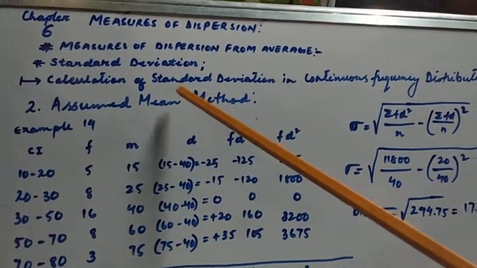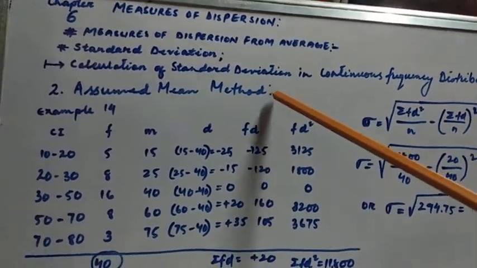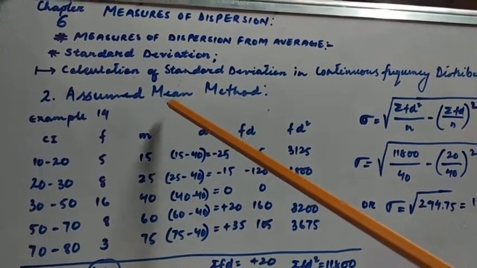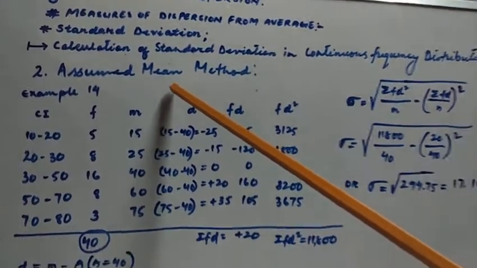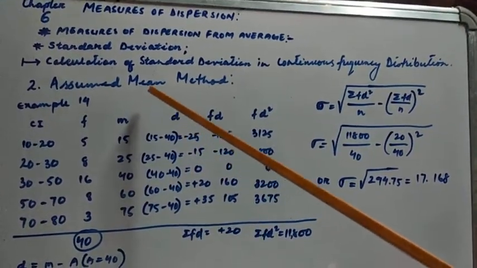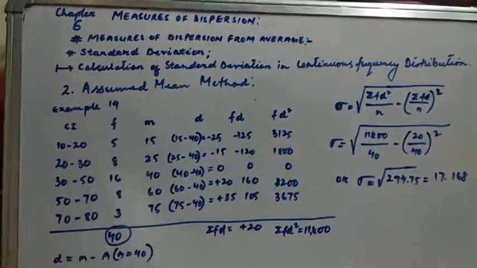Under this continuous frequency distribution, you will not have a direct method. You will have the actual mean method, the assumed mean method, and the step deviation method. So the next and the last method is the step deviation method for continuous frequency distribution under standard deviation.